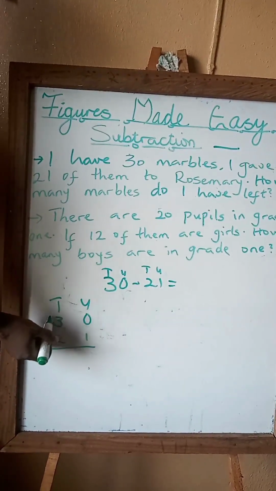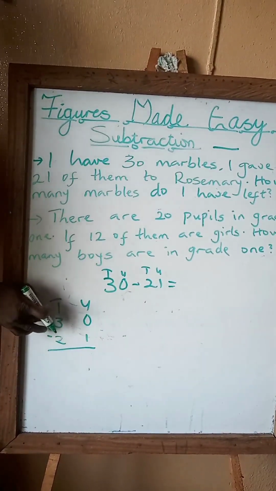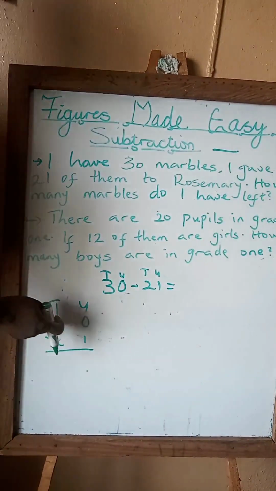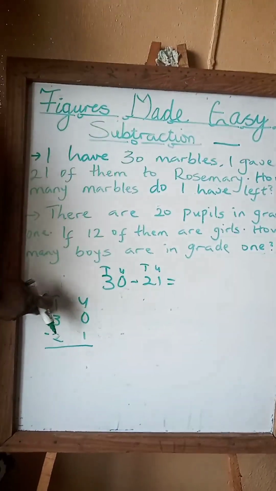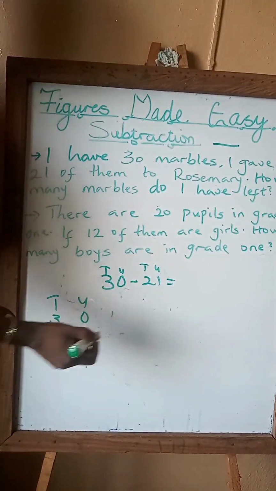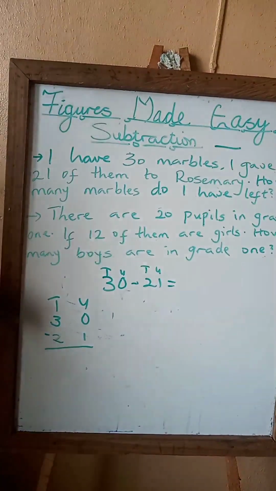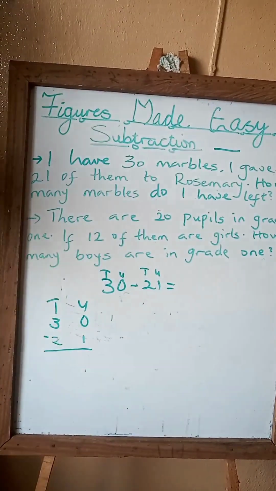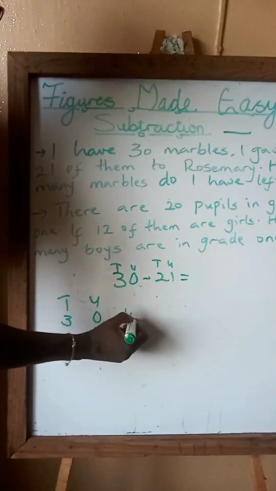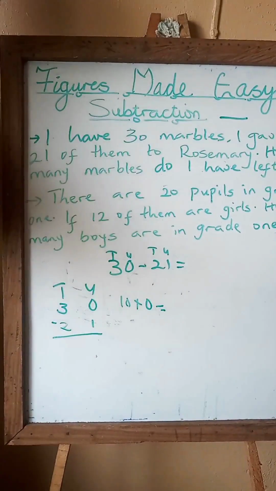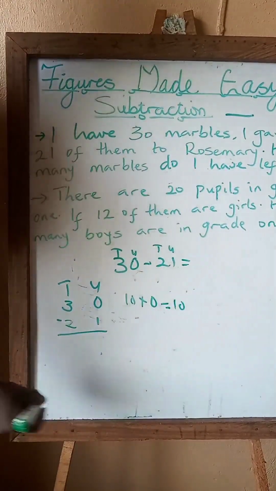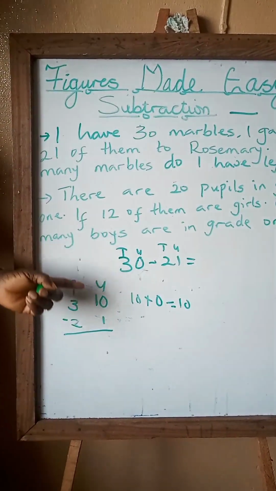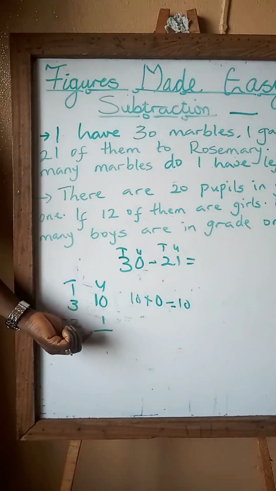My neighbor, 3. If I come here to take a 10, I'm coming here to borrow 1. When I borrow 1 from here, it is not just 1. I'm not just taking 1 unit. It is a 10. Remember, this is 3 tens. So coming here to borrow 1, it gives me a 10. So when you have 10 plus 0, 10 plus 0 is what? 10. So when I take my 1 and I put it here, then this becomes what? 10. So 10 take away 1.